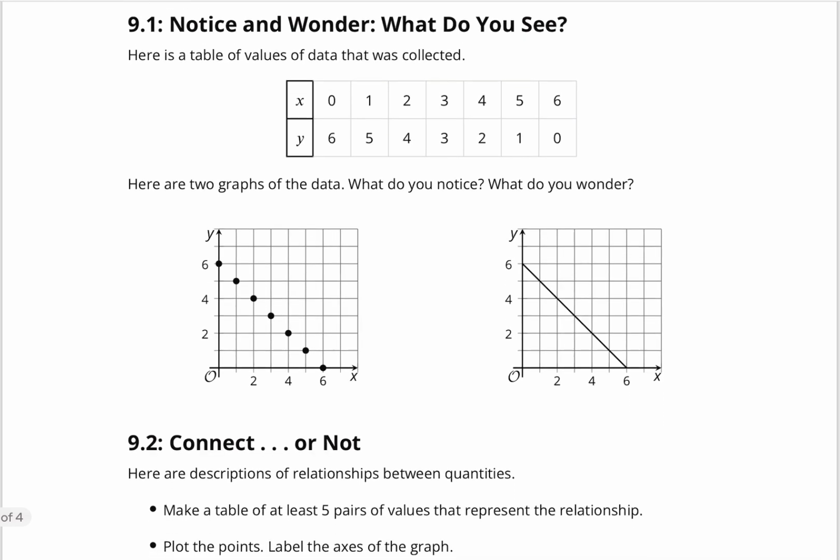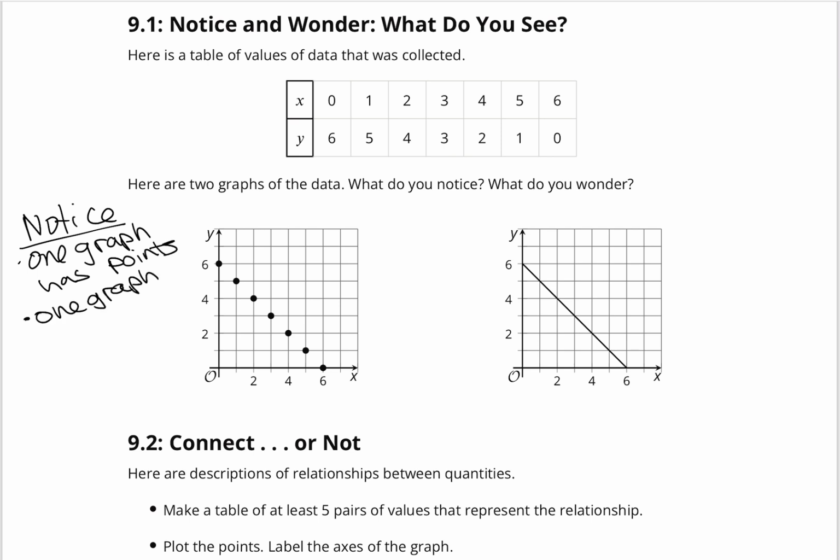So take a minute to pause and write down something you notice and something you wonder about this data and these graphs. All right, so you should have already written down what you noticed and wondered. I'll go over what I noticed. I noticed that one graph has points or dots, and the other graph is a line. I noticed that both have negative slope. I noticed it's the data from the table in both graphs. And I noticed they're both linear.